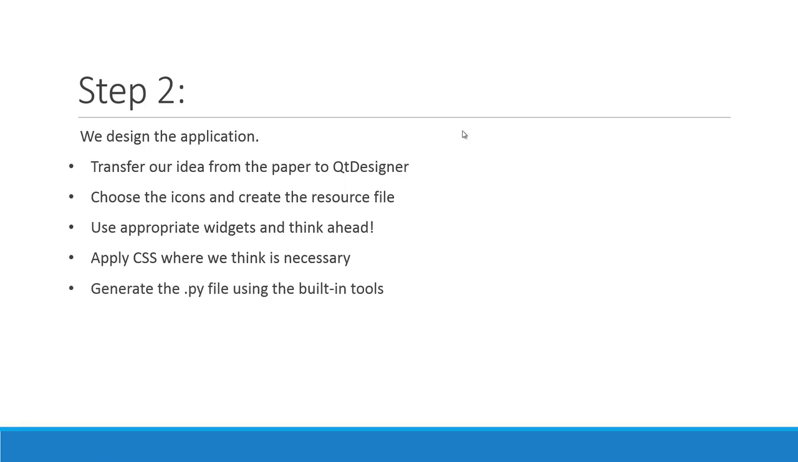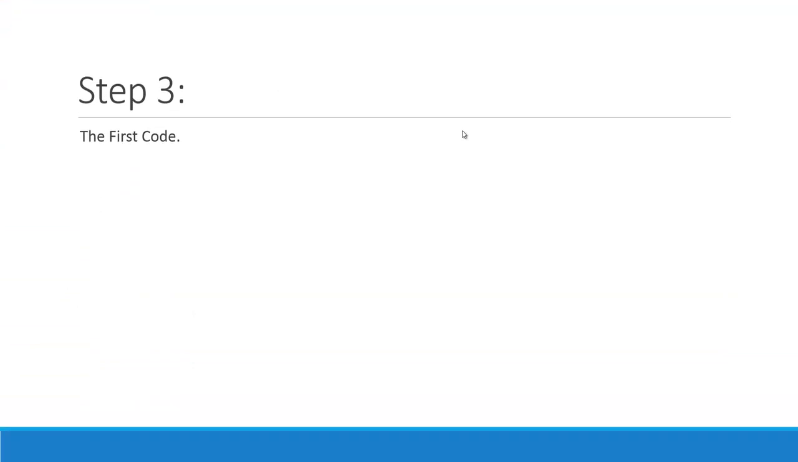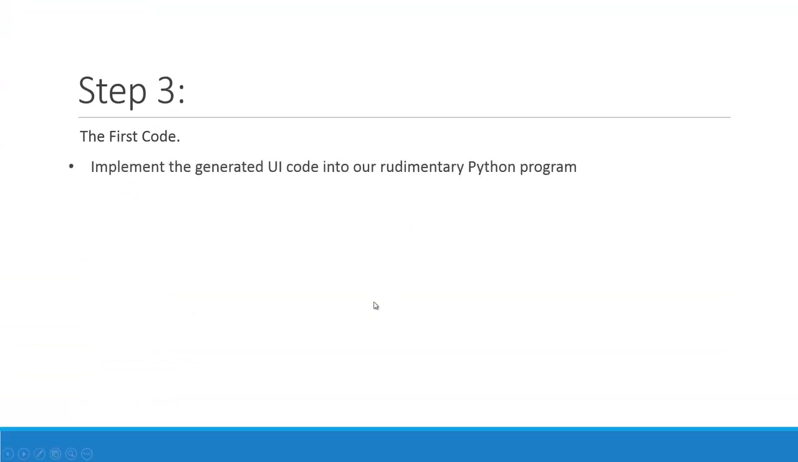Finally, when we're finished and happy with our design, we're going to generate the .py file using the built-in tools such as the PySide UI compiler tool. Now, we add the first code. We'll implement the generated UI code into our very rudimentary Python program.